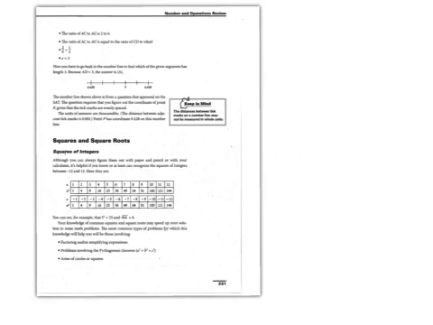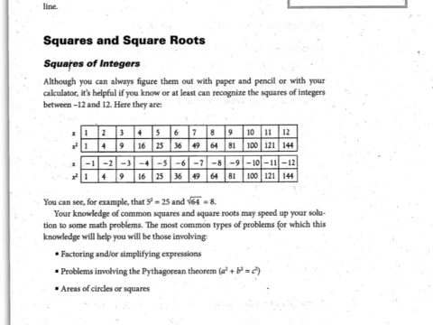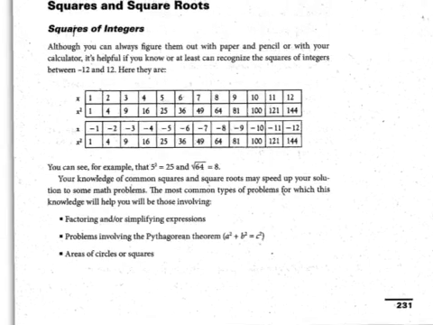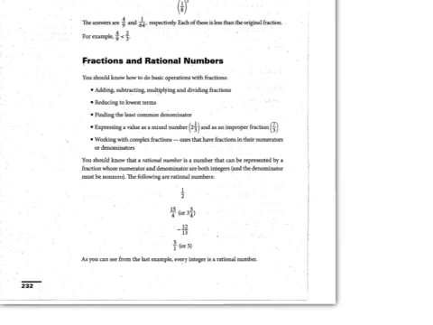Squares and square roots are another thing you might want to read about. You could look at this table and this kind of goes through it. But the idea is that any positive number squared or any negative number squared becomes a positive number. So that's kind of an important concept. Looking at this one, fractions and rational numbers. Kind of go through the rules here.